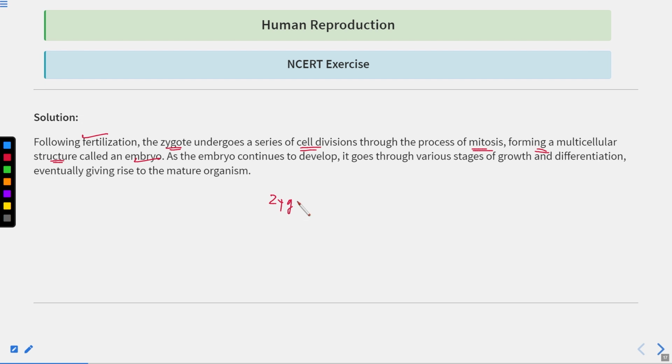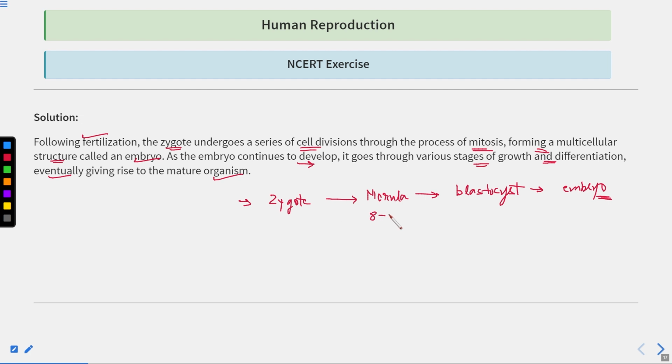So simply we can write like this: zygote divides mitotically and forms the morula, and from the morula what is formed? The blastocyst. Blastocyst gets implanted in the uterine wall, in the endometrium of the uterus, and then from this the mature embryo develops. Clear? As the embryo continues to develop, it goes through various stages of growth and differentiation, eventually giving rise to the mature organism. So this is how the development of the embryo takes place. Briefly I have told you.